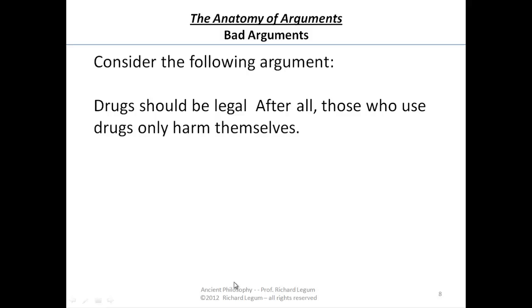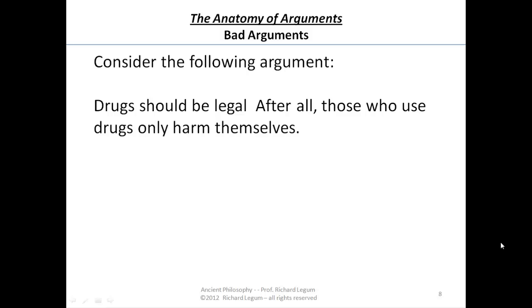A way to get at this is to consider an argument that I think a lot of you thought was not a good argument. Consider the argument, one of the ones we presented right at the beginning of this series of lectures, which is the following. Drugs should be legal. After all, those who use drugs only harm themselves.